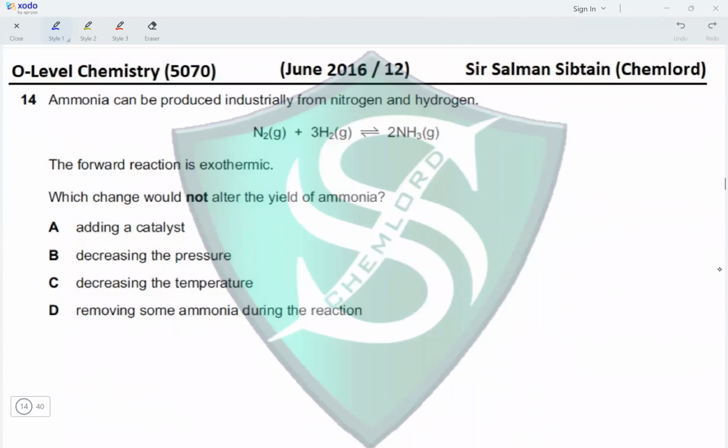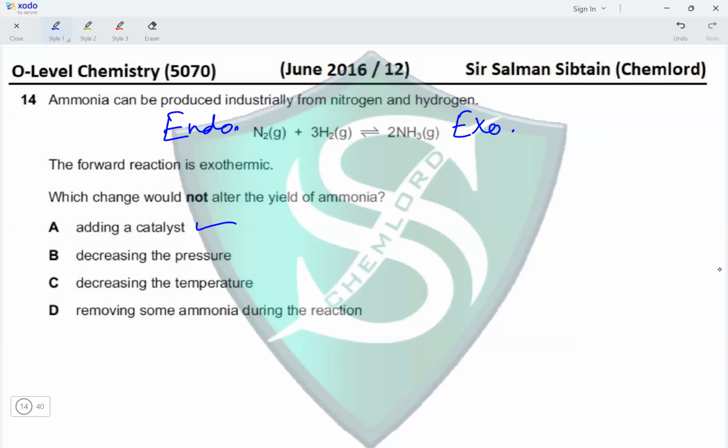Question 14. Ammonia can be produced industrially from nitrogen and hydrogen. The forward reaction is exothermic, okay, which makes the backward reaction endothermic. Which change would not alter the yield of ammonia? Okay, yield of ammonia. Adding a catalyst? Okay, this is the answer because adding a catalyst only speeds up the rate of reaction. It has no effect on the position of the equilibrium, because of which it has no effect on the yield of ammonia.